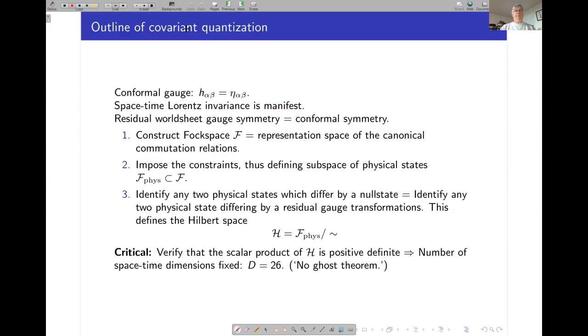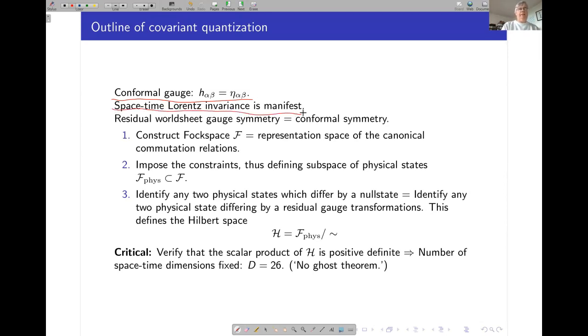So how does the program work? We have decided that we want to work in a covariant, meaning Lorentz covariant, quantization scheme. Therefore, we only impose a conformal gauge, which says that at least locally, our worldsheet metric is a flat metric. We keep space-time Lorentz invariance manifest.